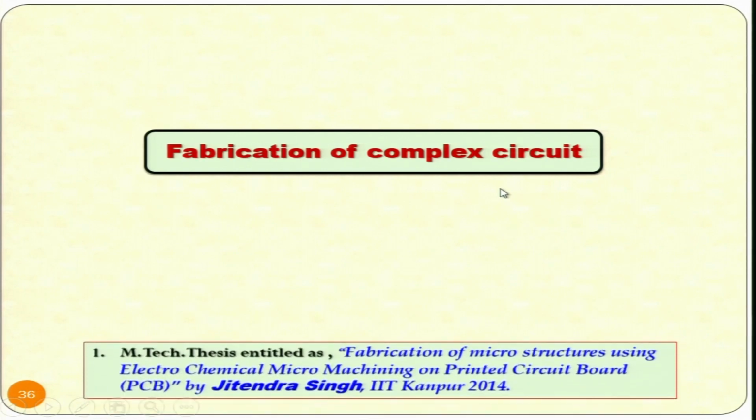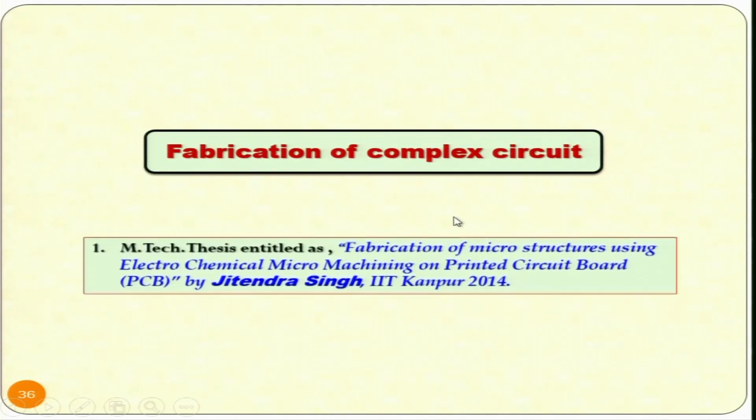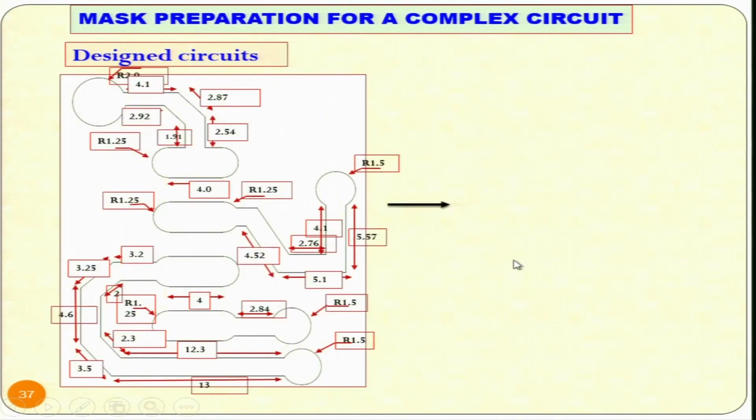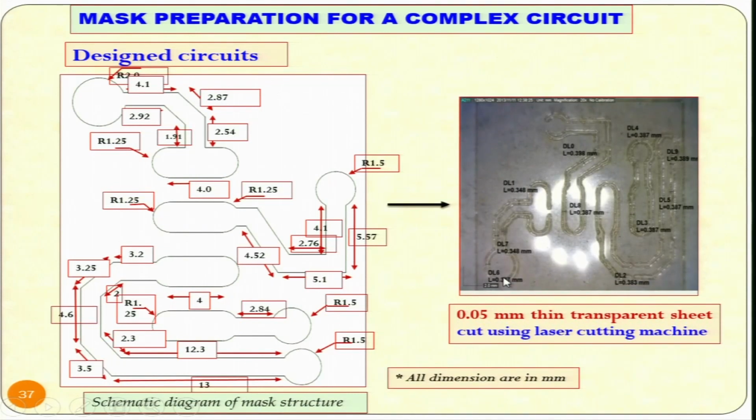Fabrication of a complex circuit, very important, and this process can be used for fabricating PCBs, and this was done by Mr. Jitendra Singh. This is the circuit which was designed. And this is a 0.05 millimeter thin transparent sheet cut using a laser cutting machine. This is for masking purposes. So whatever dimensions are here, those dimensions are cut with the help of the laser cutting machine.